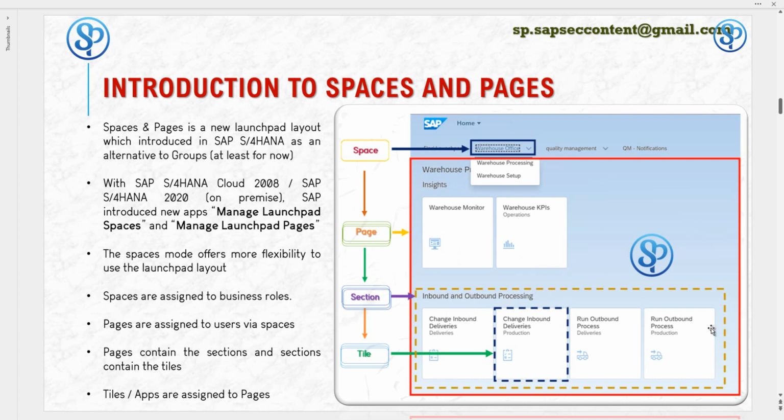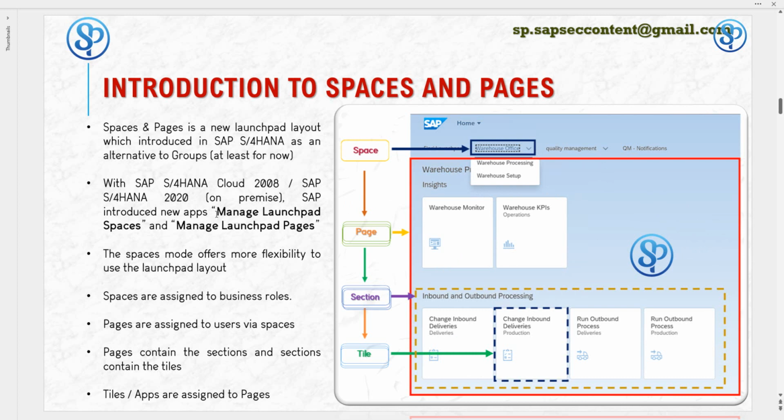But if you have too many apps on a page, then you have to make the look and feel, the layout of the page, a little better. You can divide or separate the apps into different sections. Okay, but they're also part of this page. Okay. Now, how do we create spaces and pages?